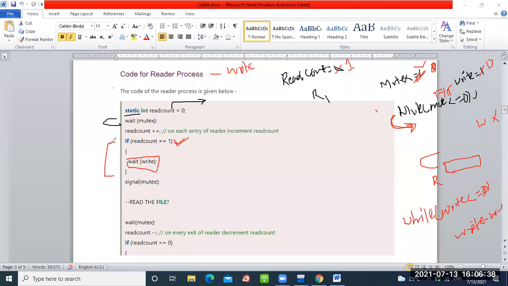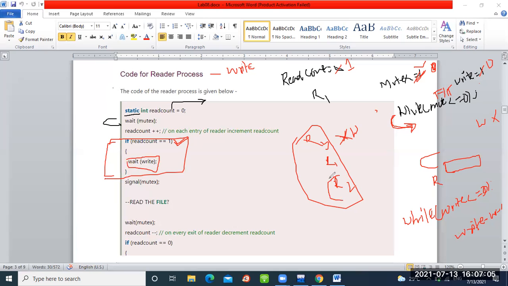So I am ensuring that if any reader is there, there may be a case: the first reader came, then the second reader came, suppose then a writer came. Can I allow this writer? No. Suppose one more reader comes; can I allow it? Yes, we can allow any number of readers, but I cannot allow a writer. So it is the responsibility of the very first reader that entered the system to ensure that no writer can enter.